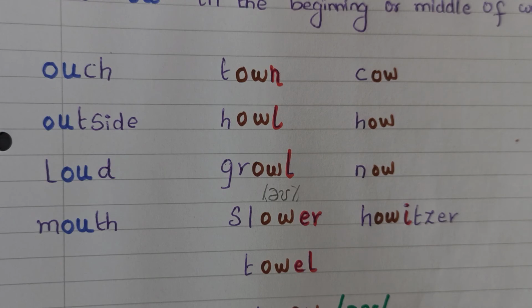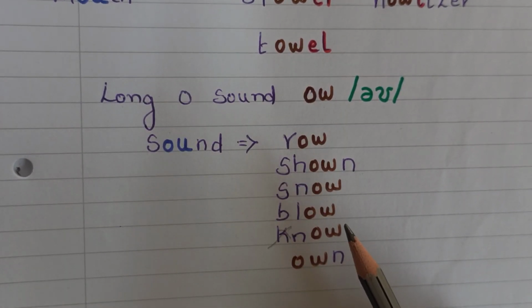So, the diphthongs OU and OW make the same sound ow, and OW makes two sounds. In some places it makes the sound ow, and in other places it makes the sound O.